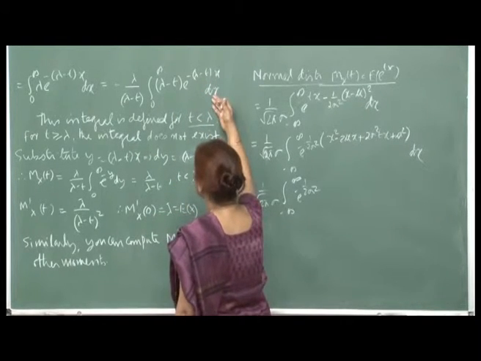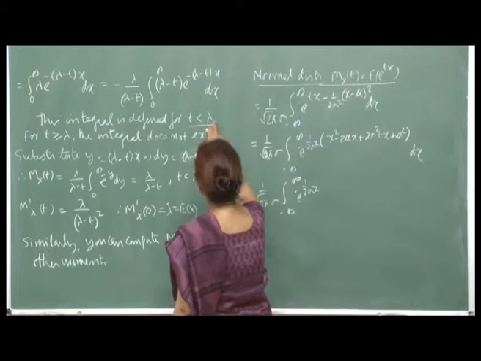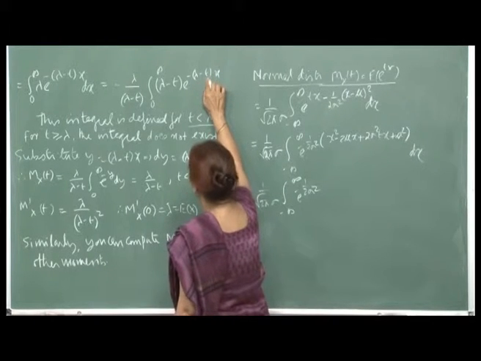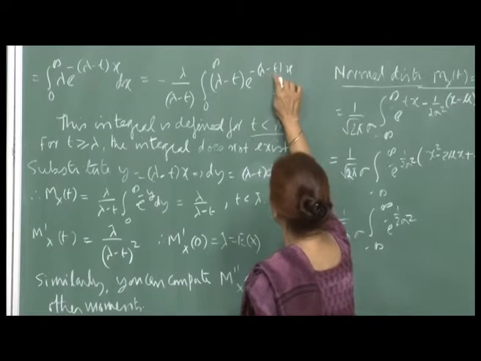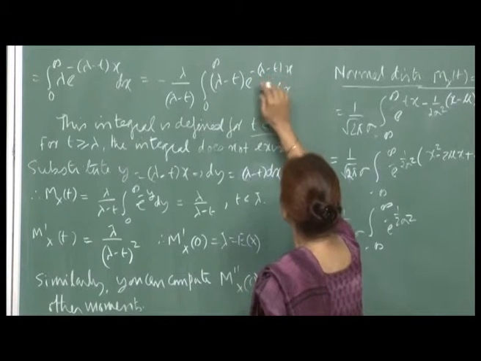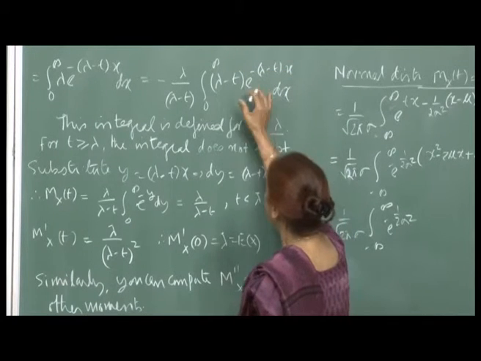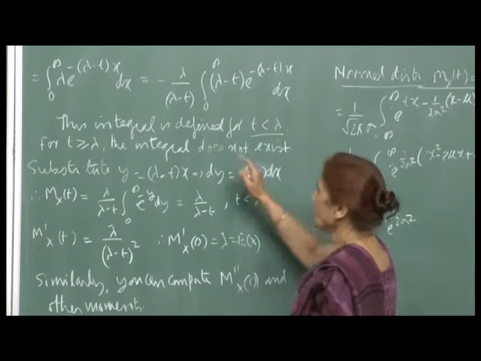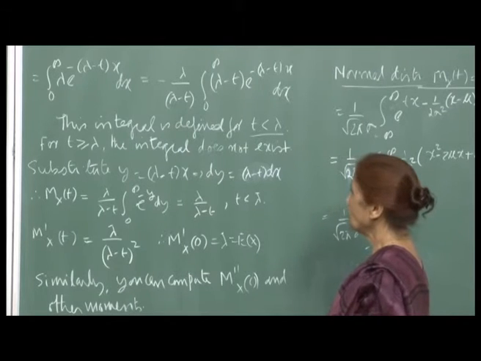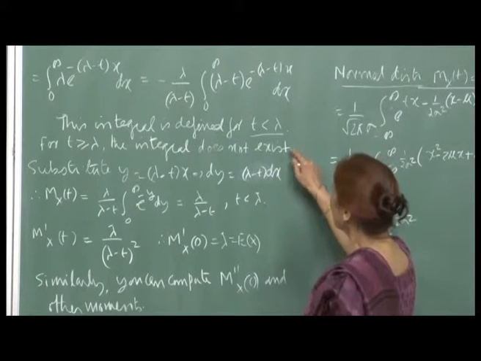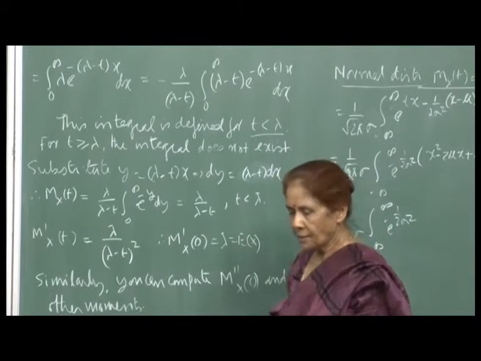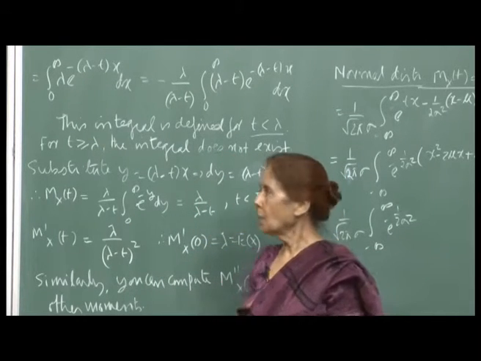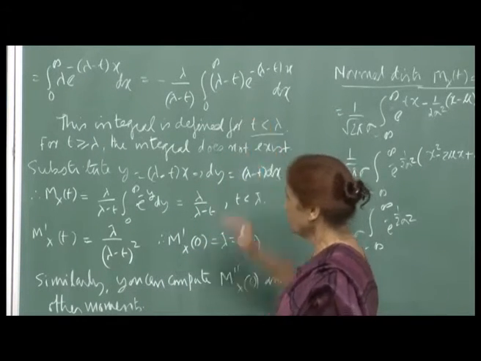You can see that this integral is defined for all values of t less than lambda, because this quantity must be positive. So minus of this is negative, and then at infinity this will go to 0, and therefore the integral is defined only for t less than lambda. For t greater than or equal to lambda, the integral does not exist. This is important to note, and that is what I was saying: the moment generating function need not exist for all values of t. We have to specify the values of t for which the integral exists.